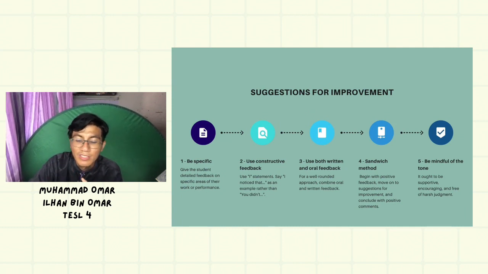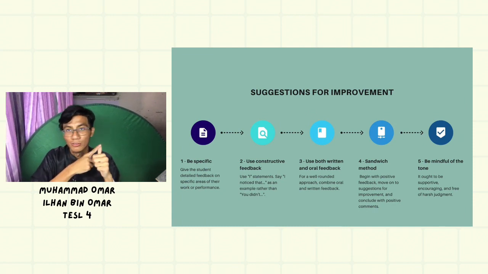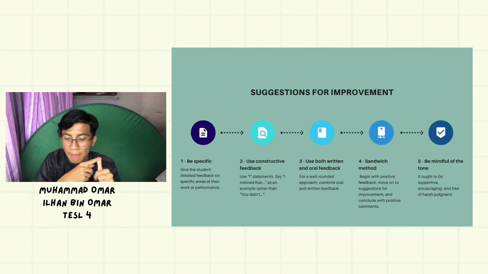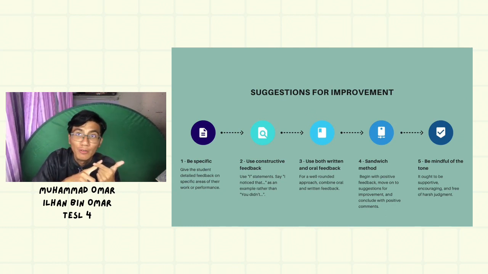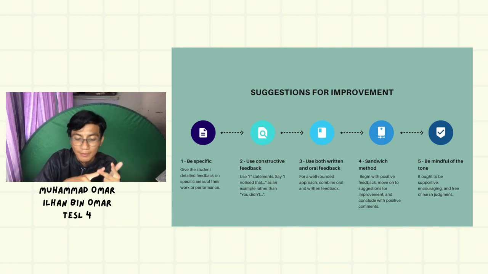Number 4, use the sandwich method. When giving constructive criticism, use the sandwich method. Begin the feedback by bringing up positive feedback to the students and move on to suggestions for improvement to that student, and finally conclude the feedback by giving positive comments on the student's work.